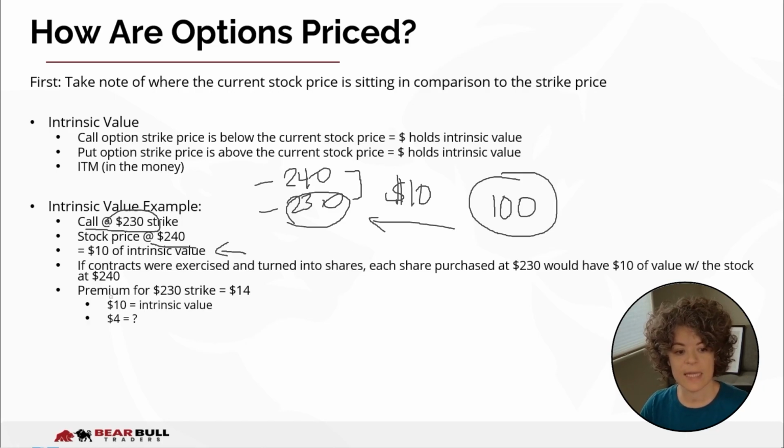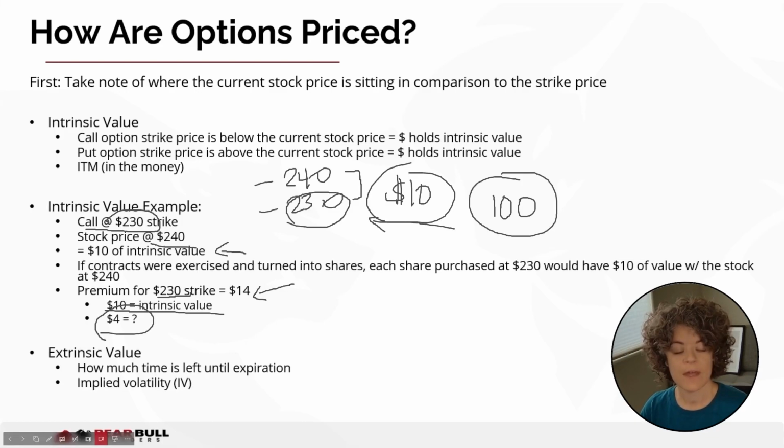Okay, so now let's say that the premium for that $230 strike was $14. We know that $10 of that is intrinsic value, right? We just went over that. But what is the other $4? The other $4 is extrinsic value.